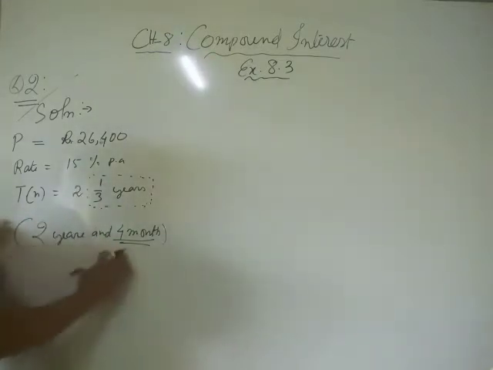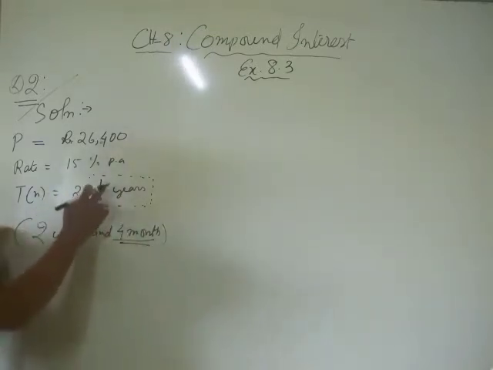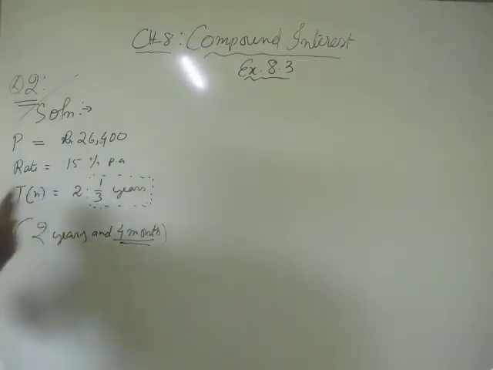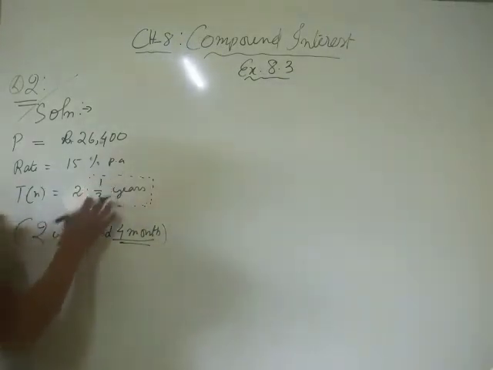Listen, in the book it is given here as 2 years and 4 months. So 2 years here and 4 months will represent 1 by 3 of the year. So what will happen? This is not half also, isn't it?